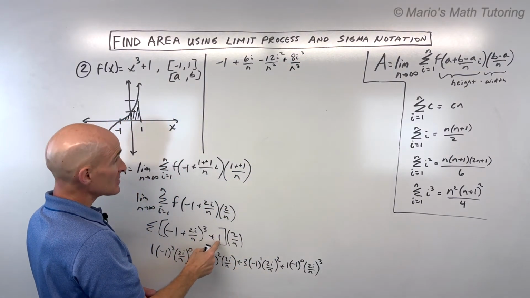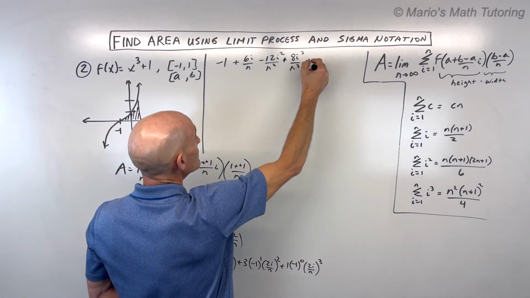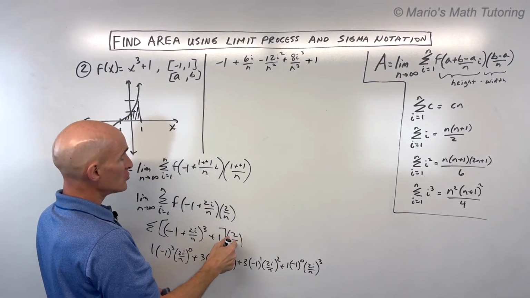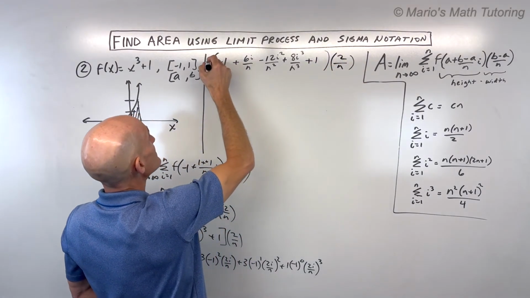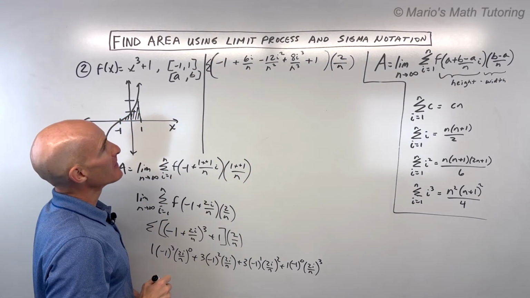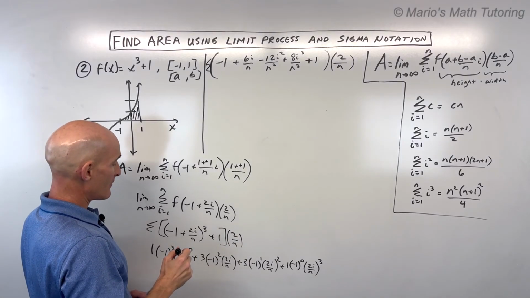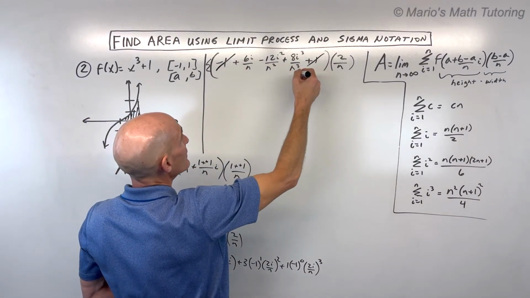Okay, plus this one right here, all times 2 over n. Keep in mind this is still a summation here, right? Okay, so let's simplify a little bit. So we have negative 1 and positive 1, that cancels.